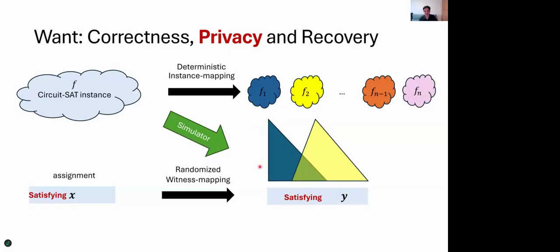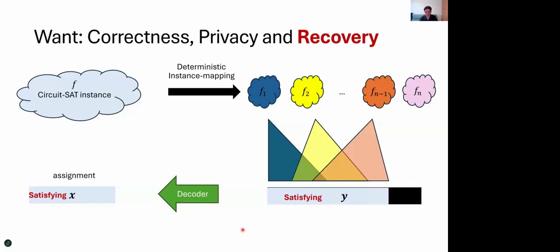Privacy means that I can simulate based on F the partial assignment that corresponds, say, to any T minus 1 of these statements. And recovery means that if I have something that satisfies at least T of these statements, then I can recover the satisfying assignment for F. Okay.